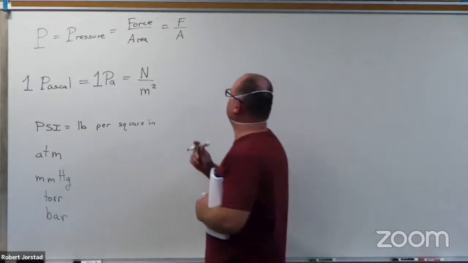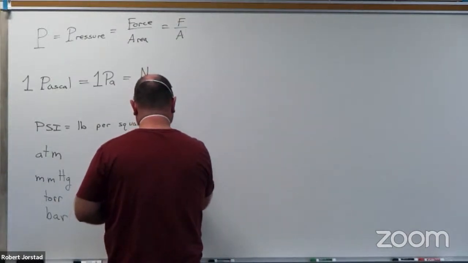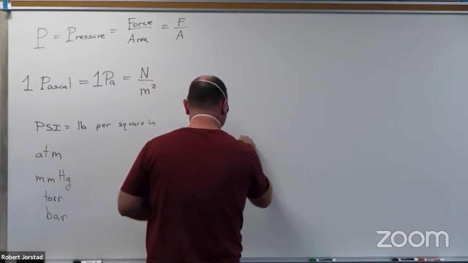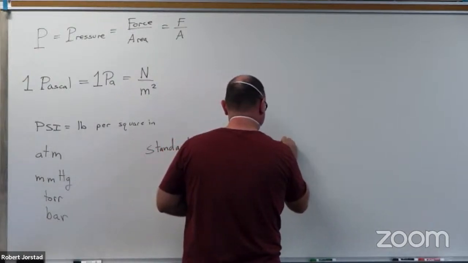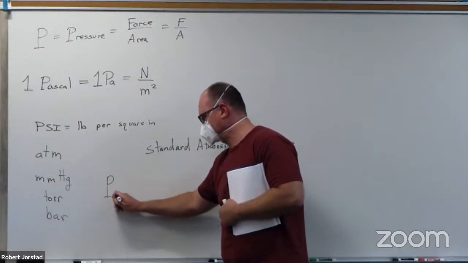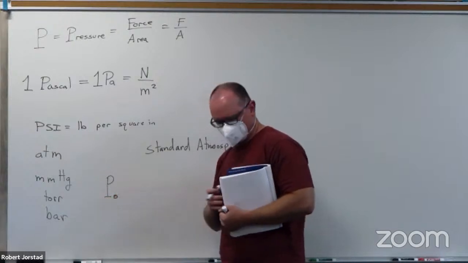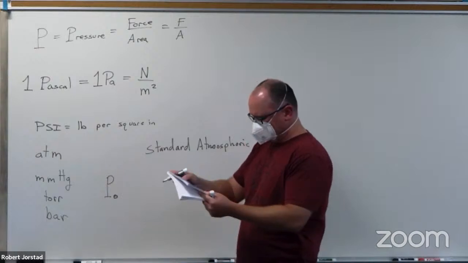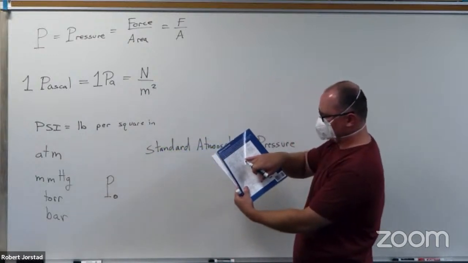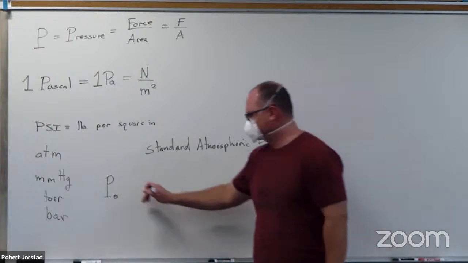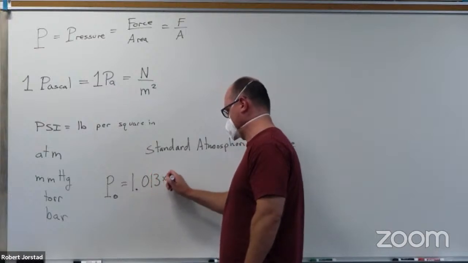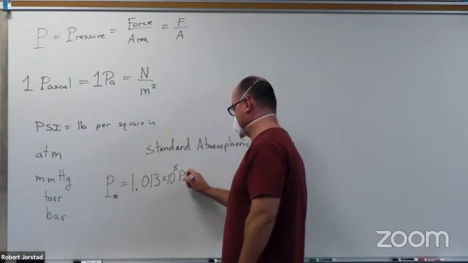Now, I'm going to give you standard atmospheric pressure here. We're going to use this term a lot in our class. I'm going to call it P0. And this is given to you on your test equation sheet, I believe. Yes, it's up near the top. I should probably give you more sig figs, but I'm usually pretty lazy. It's 1.013 times 10 to the fifth pascals.